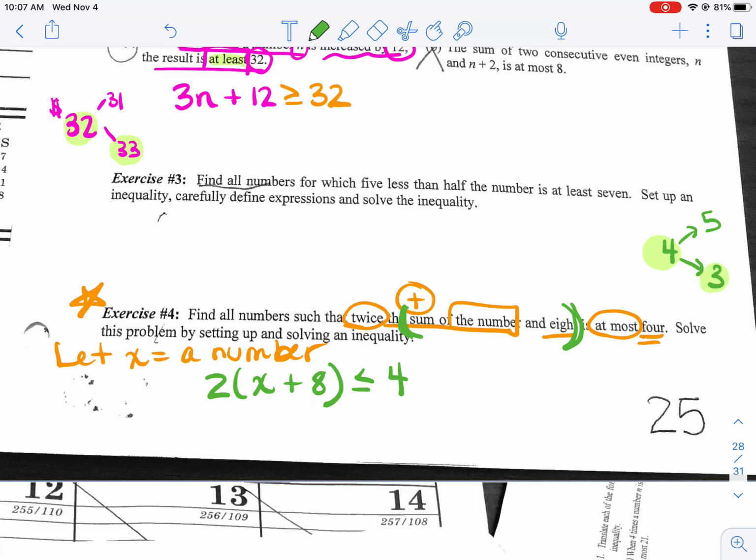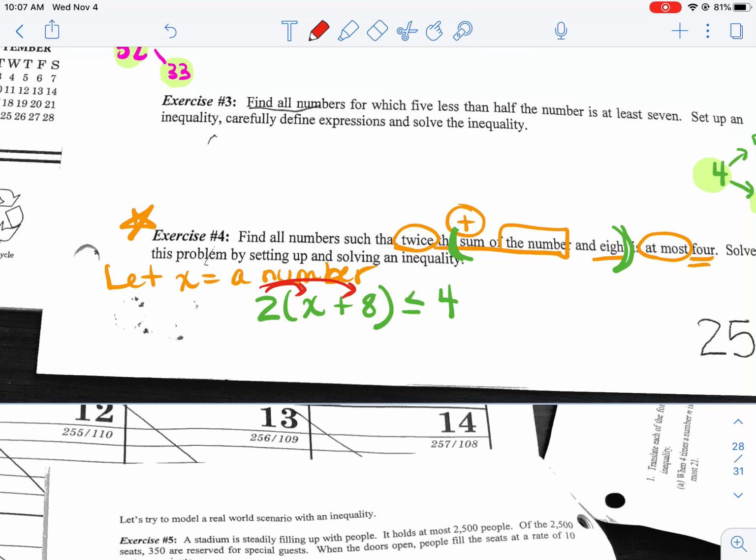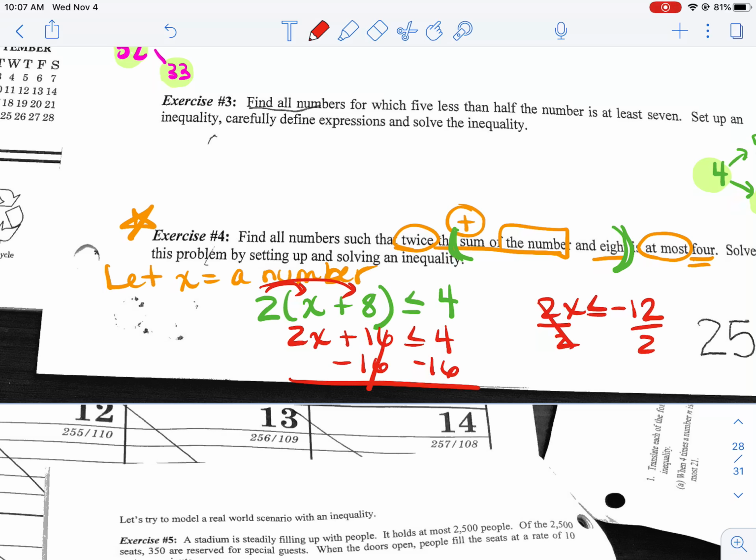Now we actually do need to solve this. So I'm going to distribute my 2. 2x plus 16 is less than or equal to 4. Let's take away 16 from both sides. So 2x is less than or equal to negative 12. Divide both sides by 2. X is less than or equal to negative 6.